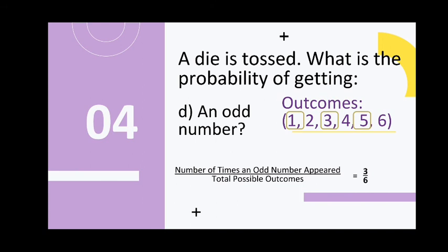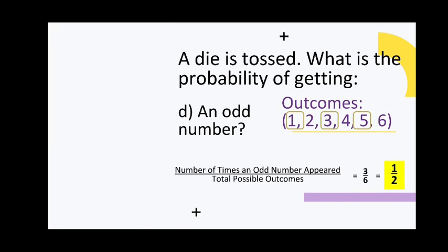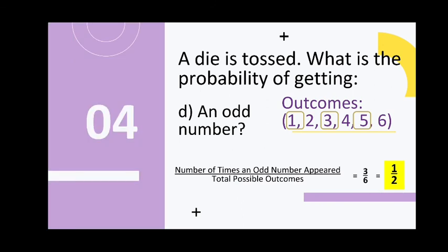Ngayon, ang 3 over 6 ay pwede pa nating i-lowest term dahil ang greatest common factor ng 3 at 6 ay 3. So, we're going to divide 3 and 6 by 3, which is equal to 1 over 2. Therefore, the probability of getting an odd number is 1 over 2.